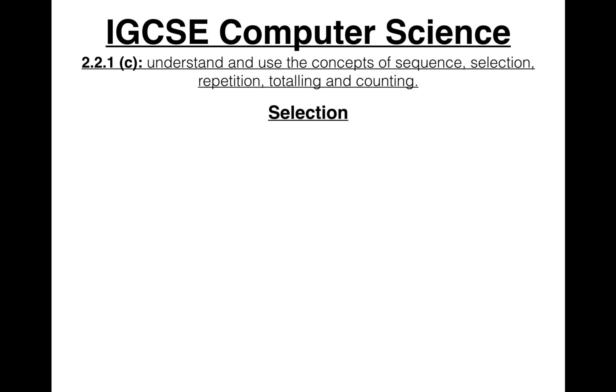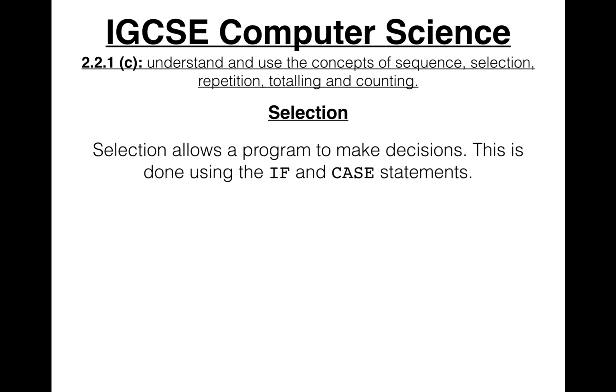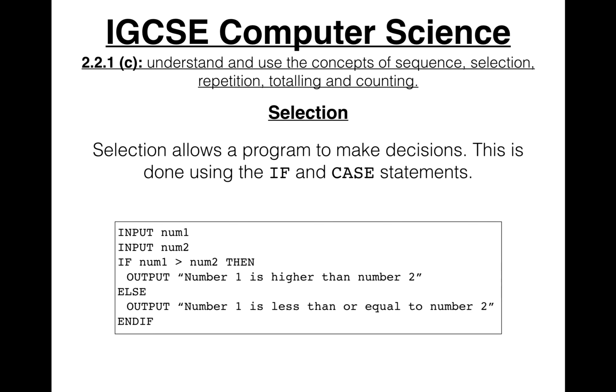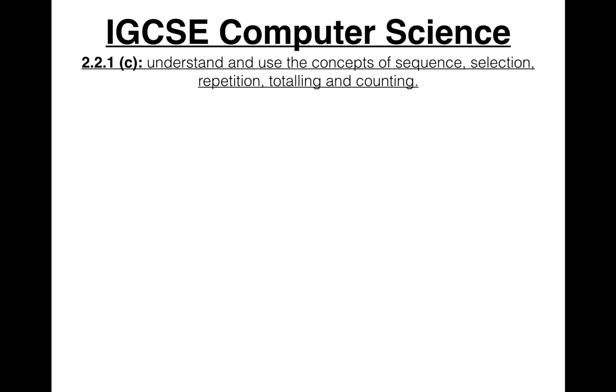Selection, again, you might be wondering, what is selection? Well, selection is basically decision making. So it allows a program to make decisions. And this is done using the if and case statements. So if num1 is higher than num2, then output this, else output this. And that's pretty much selection. You select what statements you want to execute depending on Boolean values.